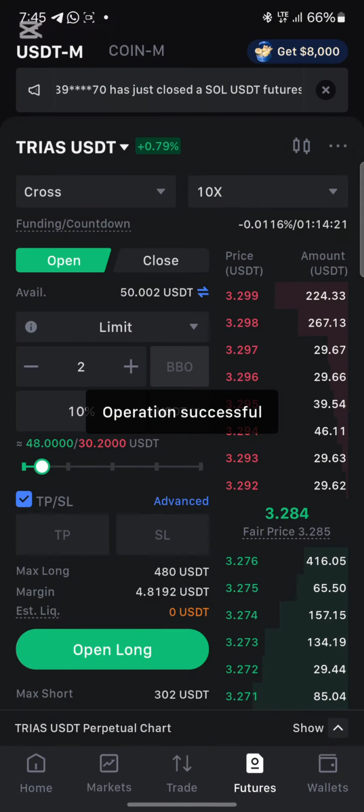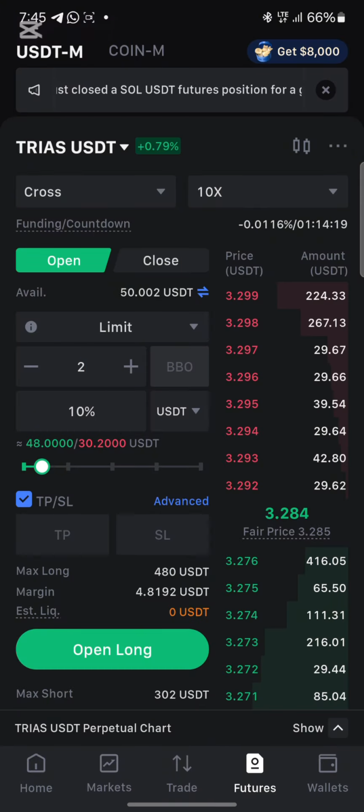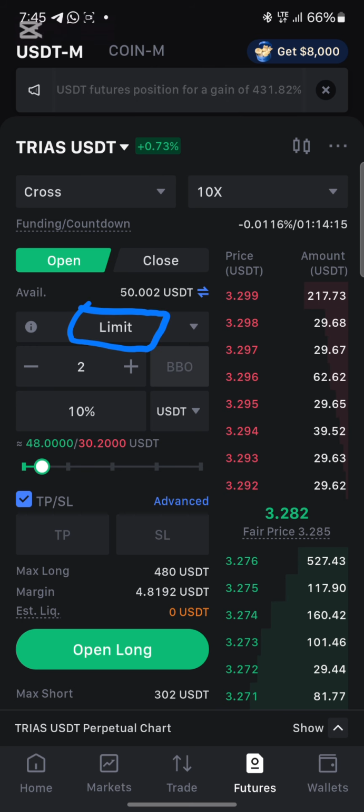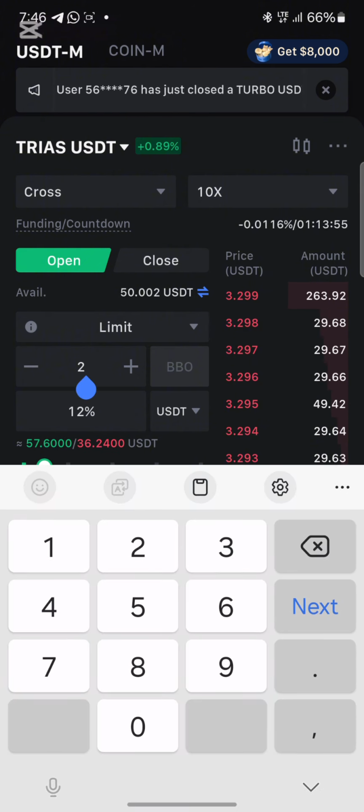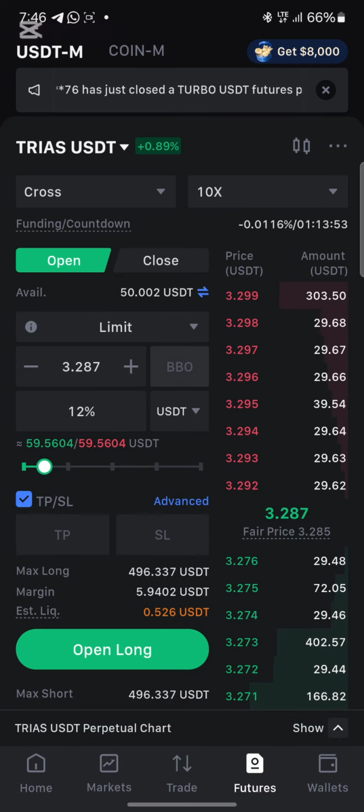Use low leverage. I have explained limit order in our previous video, so we won't go much into that. Basically what you do is this: when you have a setup, you select, this is your percentage loader, where you select the percentage of the USDT you want to trade with.